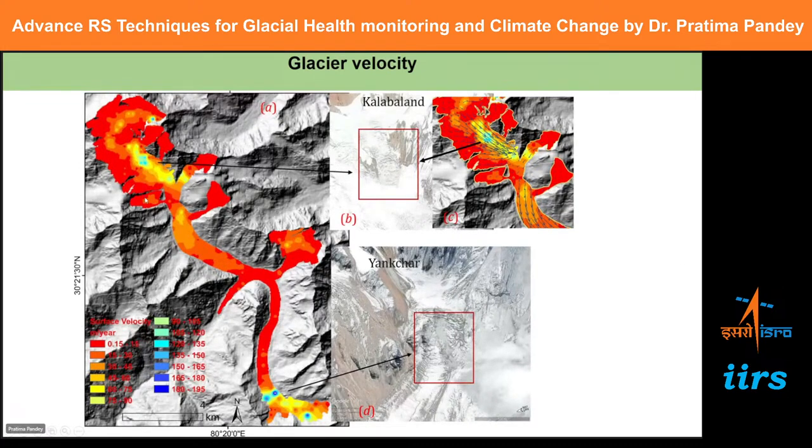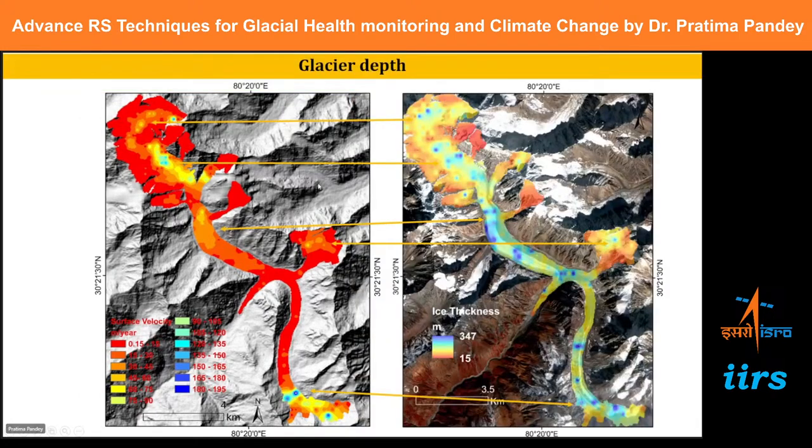Here is an example of glacier velocity. Here you can see these are the ice fall regions where a lot of steepness is there, and in this steepness the velocity is supposed to be very high, and this shows from here also.